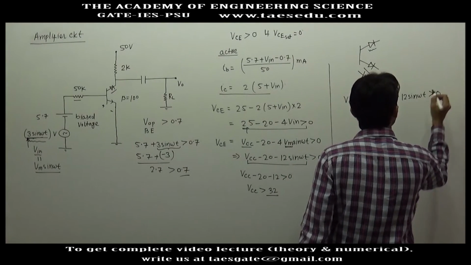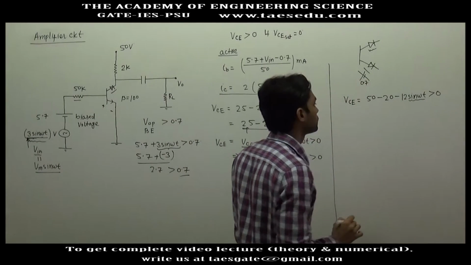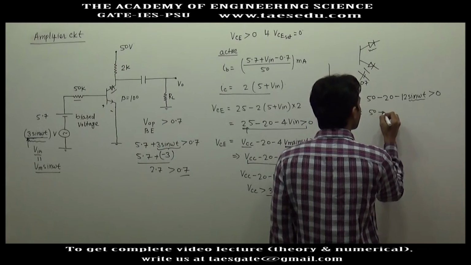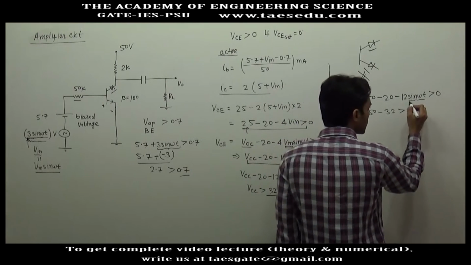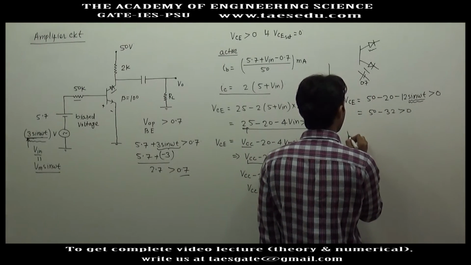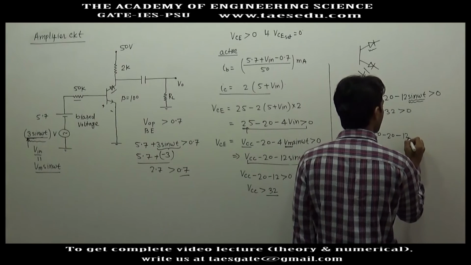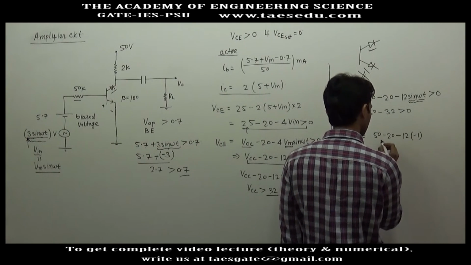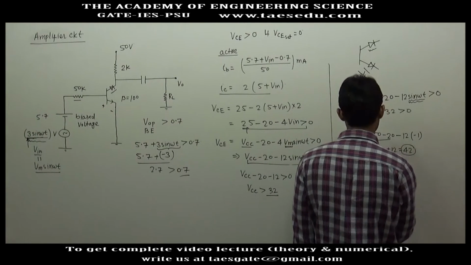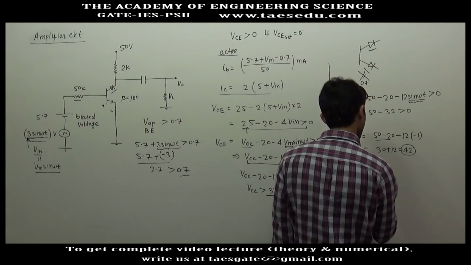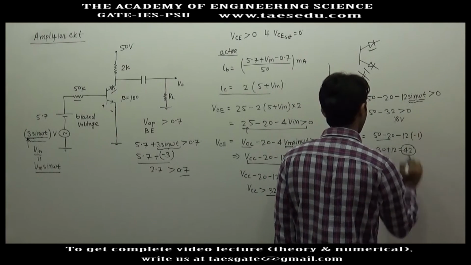Okay, this must be greater than 0. If you take sin omega t as equal to 1, this will give you 50 minus 32, which is fairly greater than 0. If you take sin omega t as minus 1, VCE will be 50 minus 20 minus 12 into minus 1. This will give you 30 plus 12, 42 volt. So the maximum value of VCE is 42 volt and the minimum value is 18 volt.